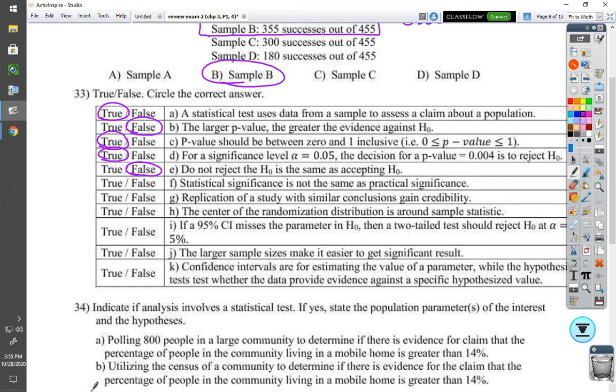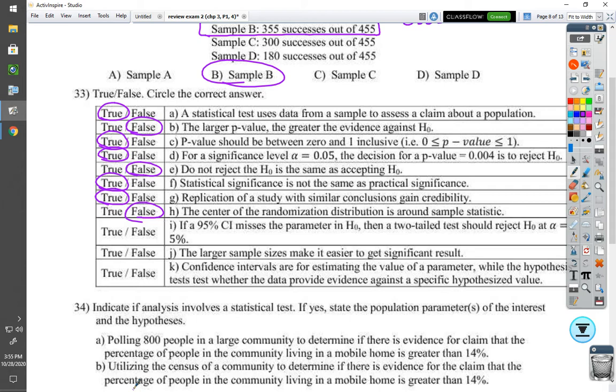Statistical significance is not the same as practical significance. Again, two different words, two different meanings. Replication of a study with similar conclusions gains credibility. Absolutely. That was in the lecture slides. The randomization distribution is centered around the sample statistic. Not true. It's around the null hypothesis. It's the bootstrap that is centered around the sample statistic.